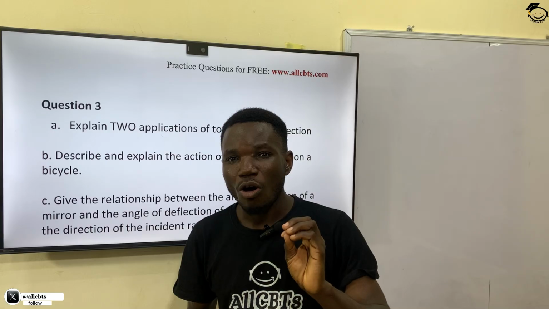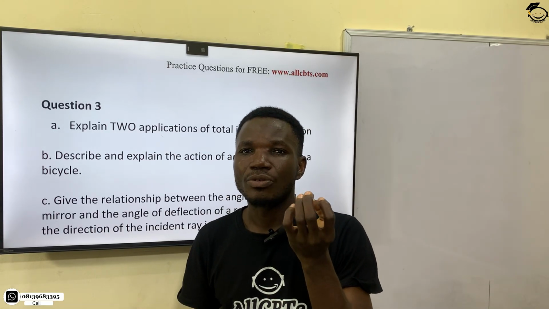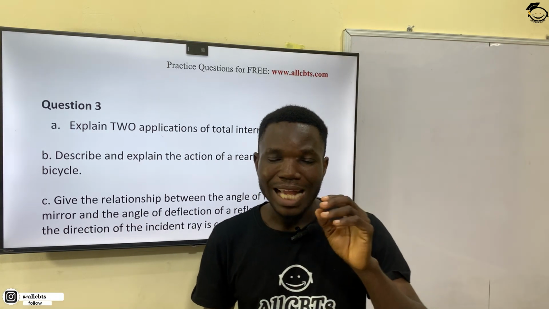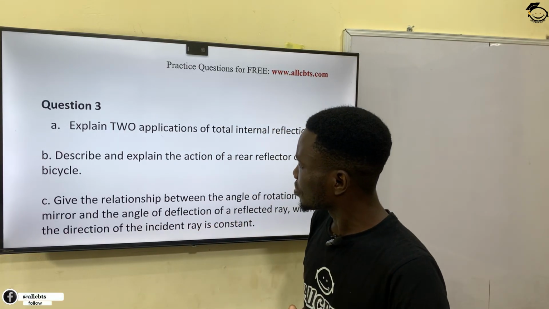So the rear reflector of the bicycle is supposed to reflect the red ray of light more than the other part of the spectrum of light when light is incident on the reflector. Moving on to the next question.